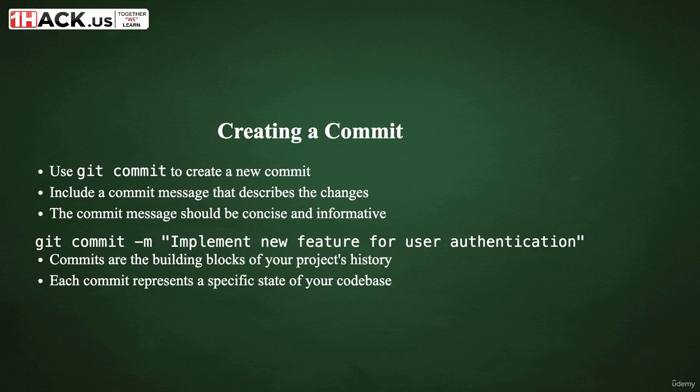Now that you've staged the changes you want to include, it's time to create the commit. You can do this using the git commit command. When you run git commit, you'll need to provide a commit message that describes the changes you've made. This commit message should be concise and informative, providing a clear explanation of what has been changed in this particular commit. For example, you might use a commit message like "implement new feature for user authentication" to describe the changes you've made.